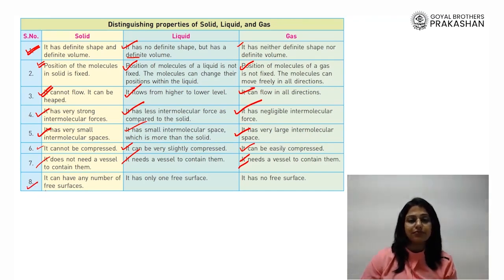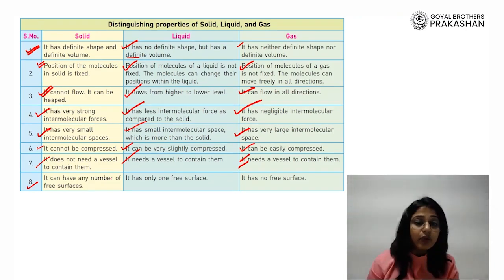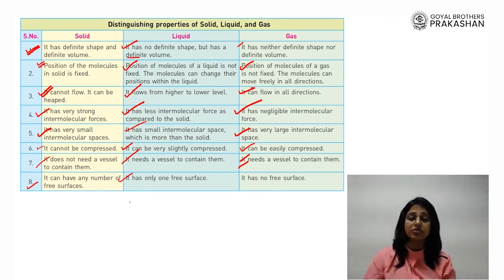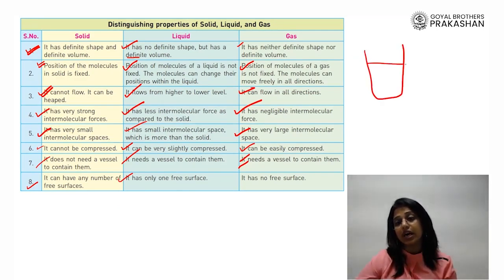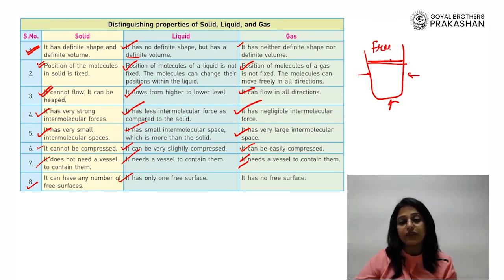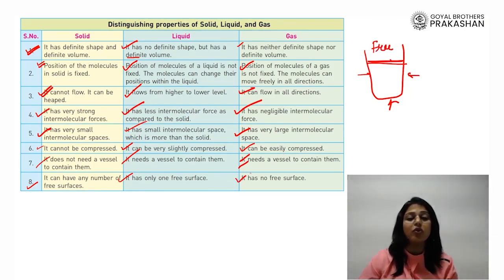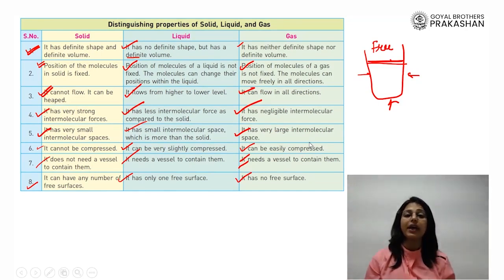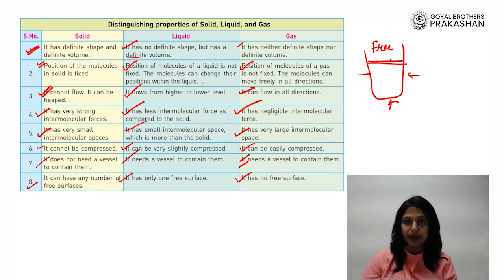Then we come to the very last point, it can have any number of free surfaces. What do you mean by that? If I talk about a solid, let's say a cube or dice, we know it has six faces. If I talk about any other object, it can have any number of free surfaces. But for liquid, there is only one free surface. Why is it so? Because when I fill a liquid in a glass, it is bounded on three sides, but only the top area is a free surface. Talking about gas, it has no free surface, as it is bound by all the boundaries of the container. Right, students?